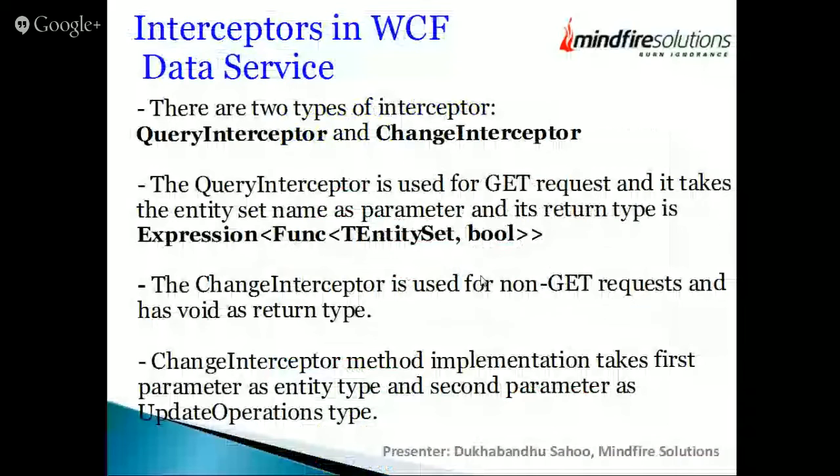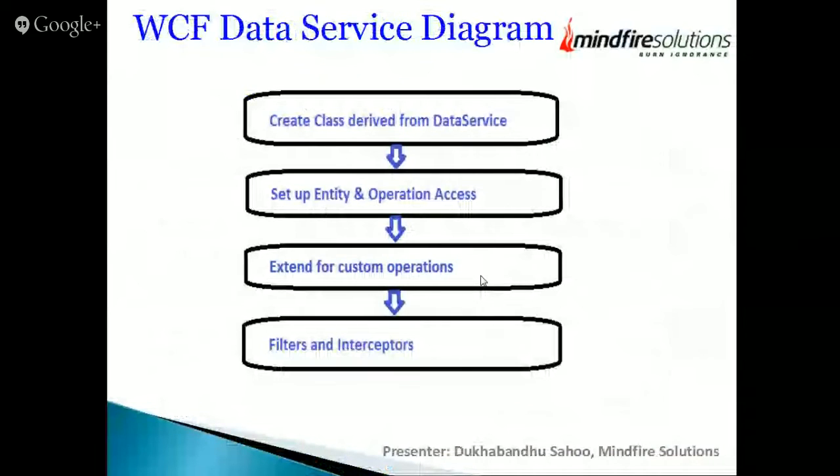So this is the flow which shows that we will create a class which will inherit from the data service, and if you are using Entity Framework version 6, you need to inherit from the Entity Framework data service. You set up the entities, and if you want to expose all entities, you can use star there. You can write custom methods, called service operations, and provide different access rights. You can also write your custom provider, and if you need, you can also use the interceptor, using change or query interceptor.